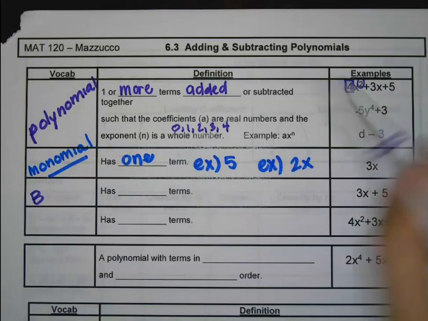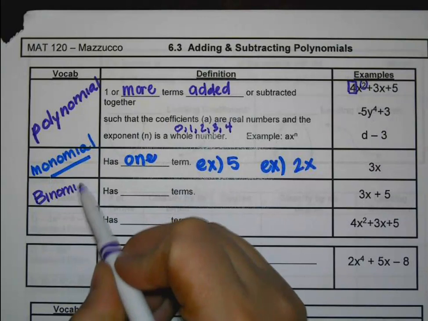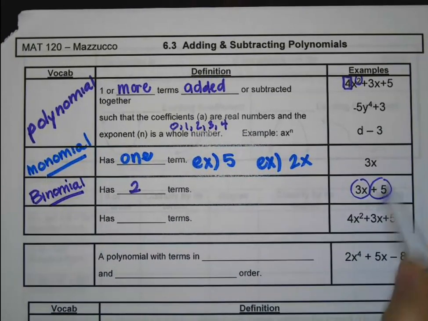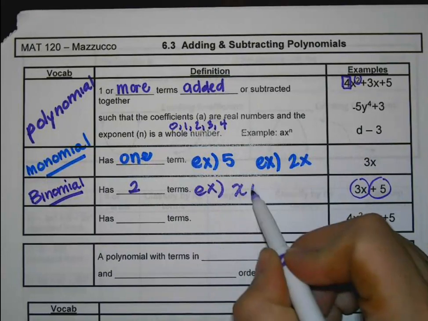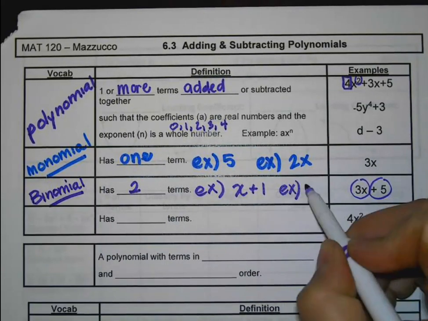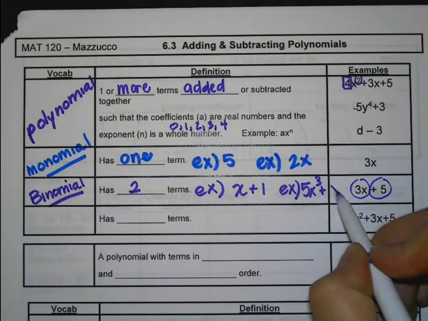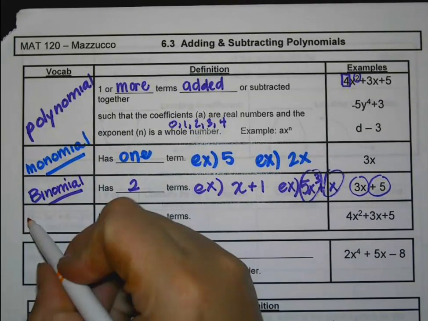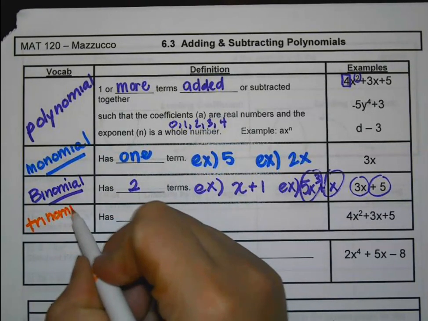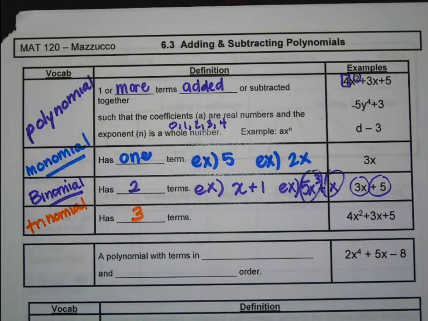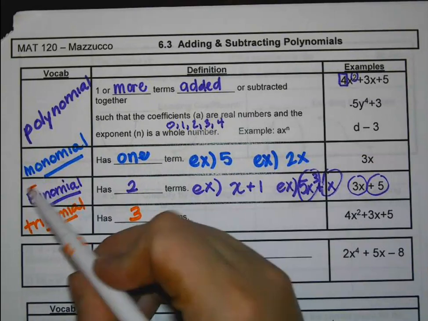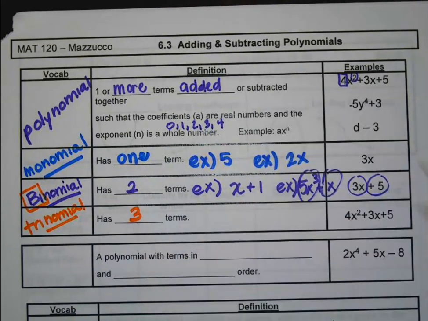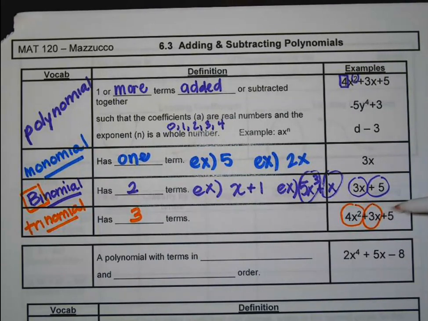Then we can call one of these a binomial, just a more specific word, if it has two terms. So 1, 2. Here's another example: x plus 1. That's a binomial. Here's another example: 5x cubed plus x. That's a binomial. It only has two terms. And then lastly we have a trinomial. A trinomial has 3 terms. I remember it because binomial starts with BI for bike, and a bike has 2 wheels, so that's how I remember binomial means 2. So trinomial means 3. So 1, 2, 3.